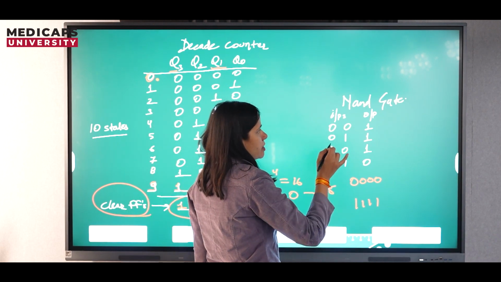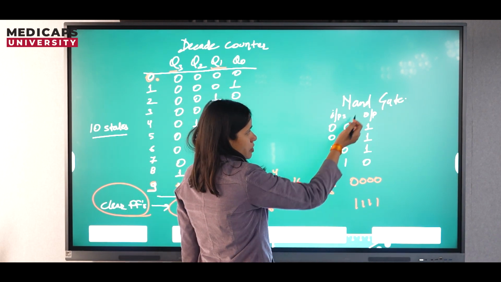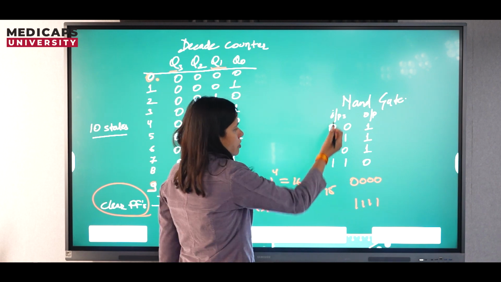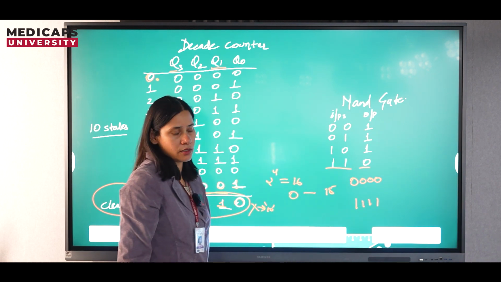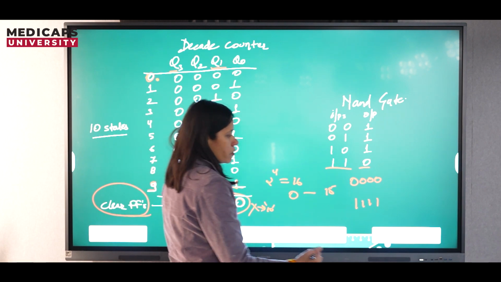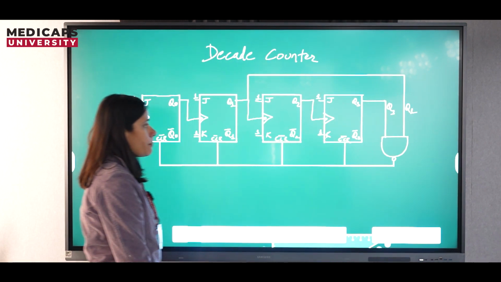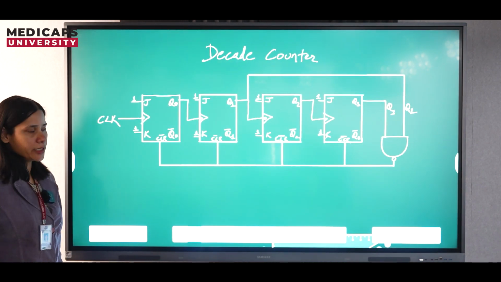This is possible with the help of a NAND gate. We know the truth table of the NAND gate. When all inputs are 1, then in that case a 0 is received. So this is what we'll use, and we'll implement our decade counter.